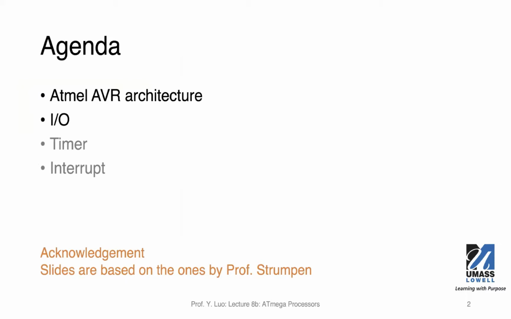There are different kinds of AVR processors on different kinds of Arduino boards, but many of them share the same architecture, especially the instruction set, although the exact number of registers might be different. The memory map might be a little bit different. But let's go through some of the important concepts in these microcontrollers.